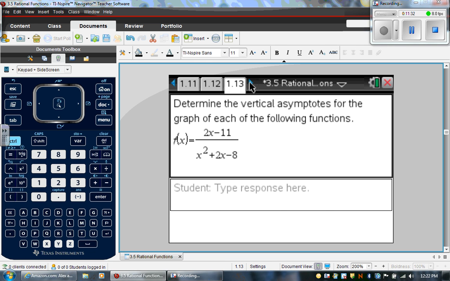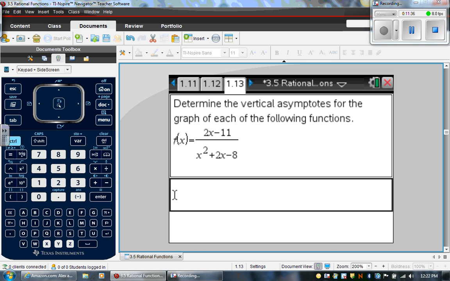So determine the vertical asymptote for the graph. So again, we're going to have a vertical asymptote where my function is undefined. So we have to look at the denominator. Okay, the denominator of this function.